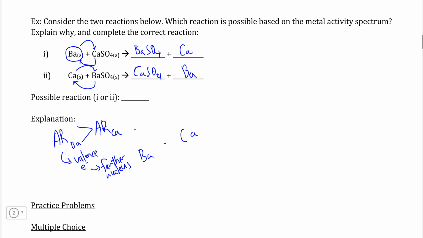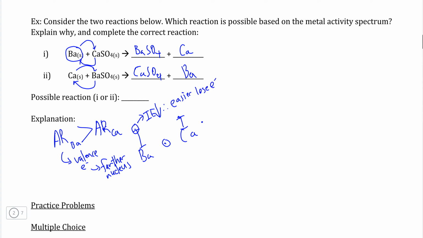So if we write a more simplified visual comparison here, you can see that barium's valence shell is farther from the nucleus than calcium's, and therefore the attraction between the nucleus and barium's valence shell is weaker, which technically means that its ionization energy is going to be lower than calcium's, and therefore we would expect that barium is easier at losing electrons than calcium is.